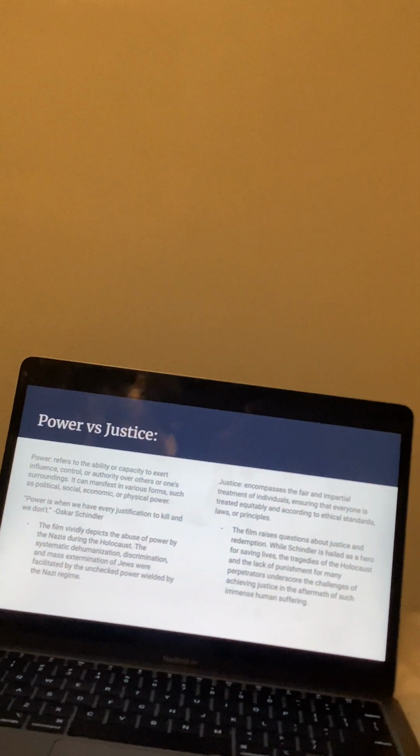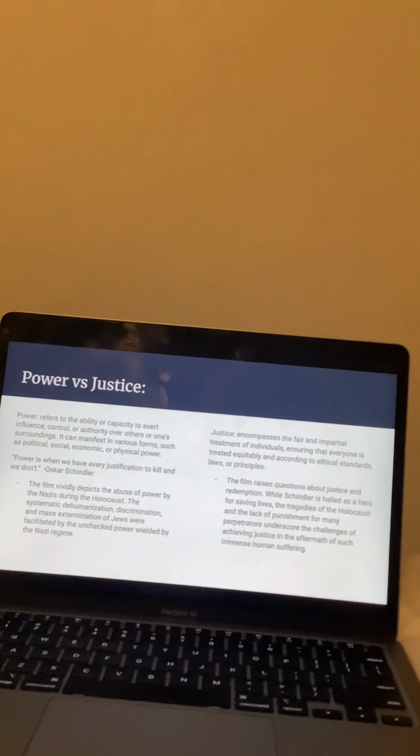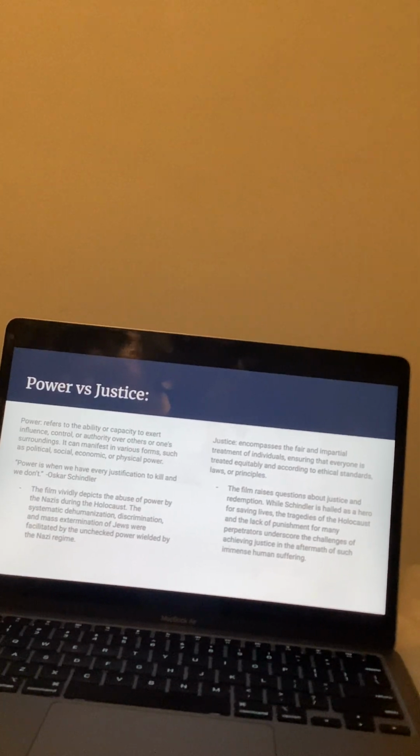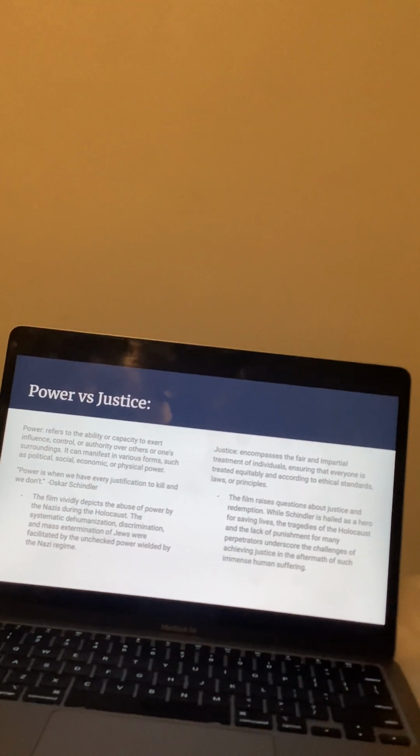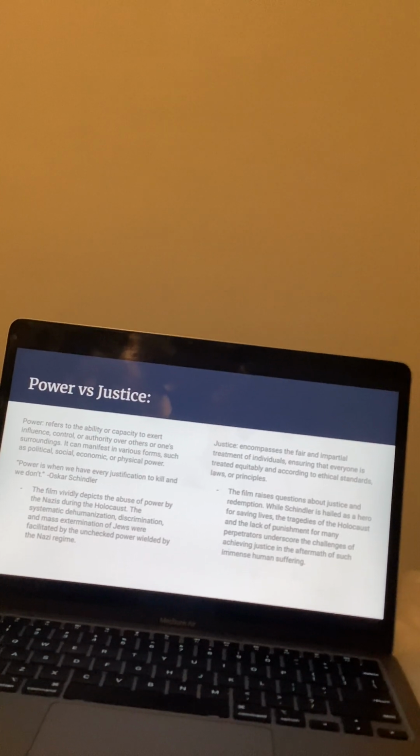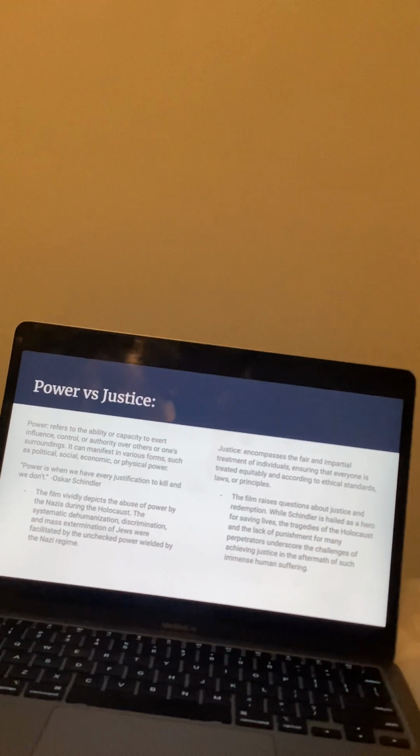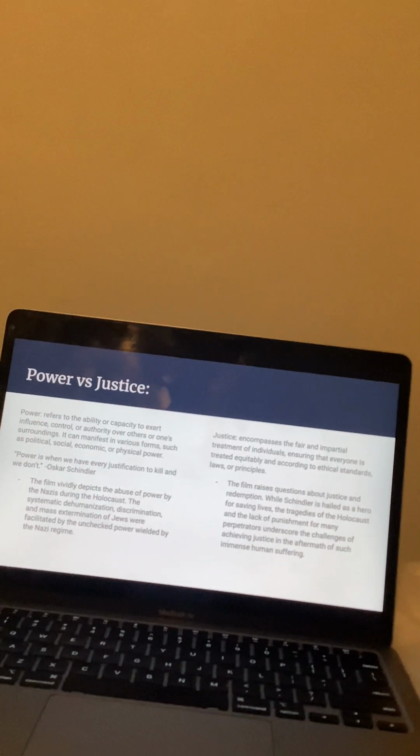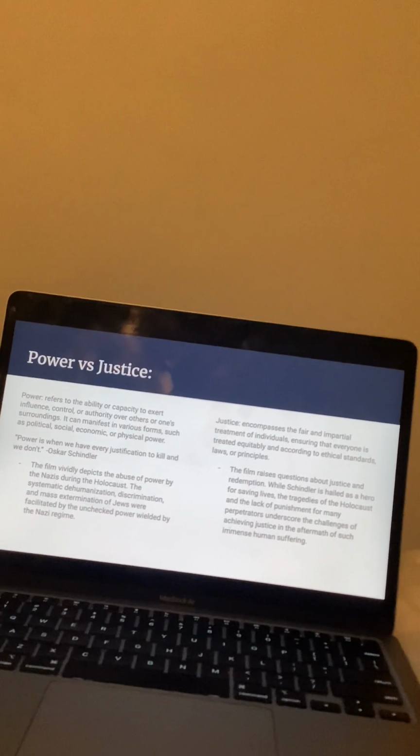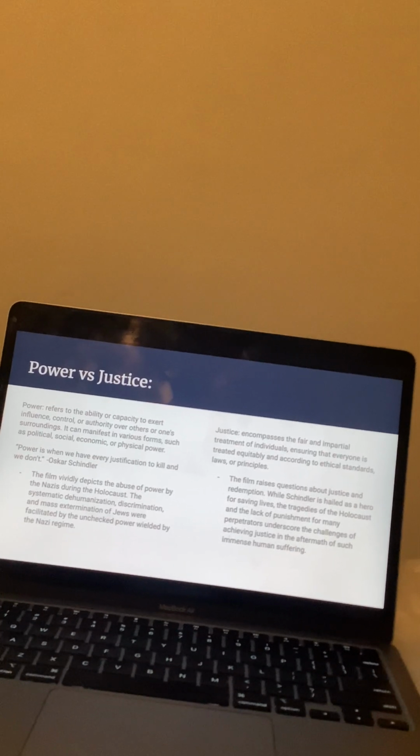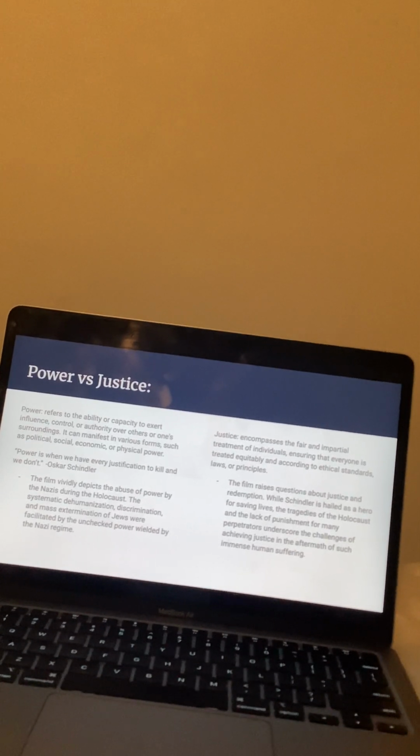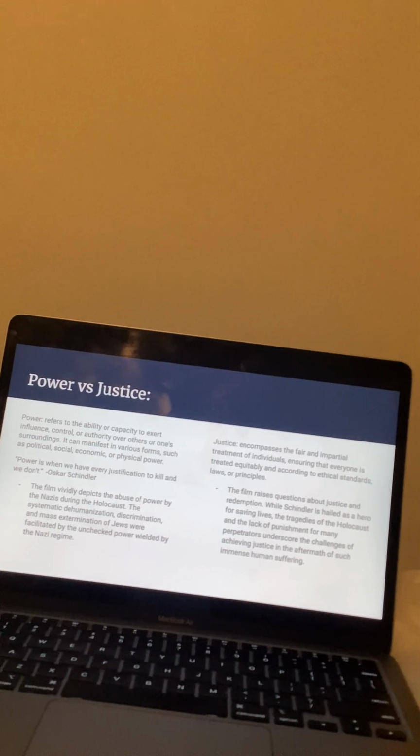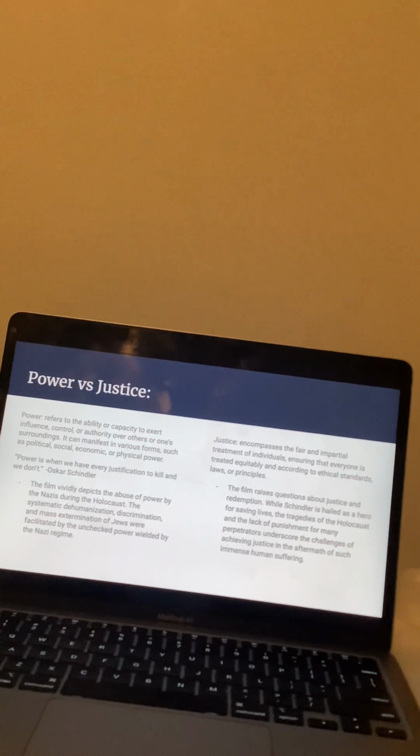Within Schindler's List, I really focused on power versus justice. I said that power refers to the ability or capacity to exert influence, control, or authority over others or one's surroundings. And then, as quoted by Oskar Schindler, he said that power is when we have every justification to kill and we don't. I said that the film vividly depicts the abuse of power by the Nazis during the Holocaust. This systematic dehumanization, discrimination, and mass extermination of Jews were facilitated by the unchecked power wielded by the Nazi regime.